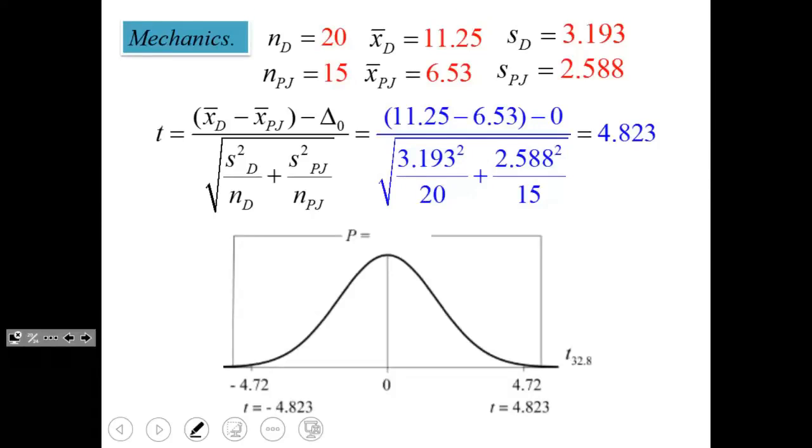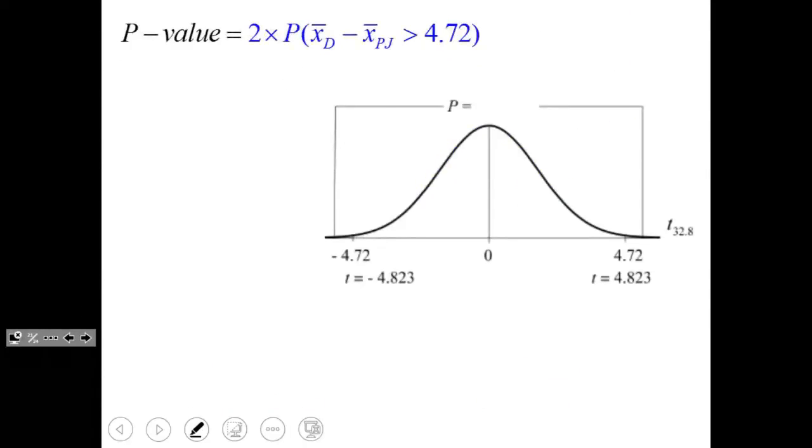So on my calculator here, I'm looking for a two-tailed test because I just want to say is it different? And I'm going to check my tcdf. But to get that, 2 times the area greater than 4.823, and that's how we're going to get our two-tailed test by doing 2 times that. Then we're going to get a p-value of 0.00003.